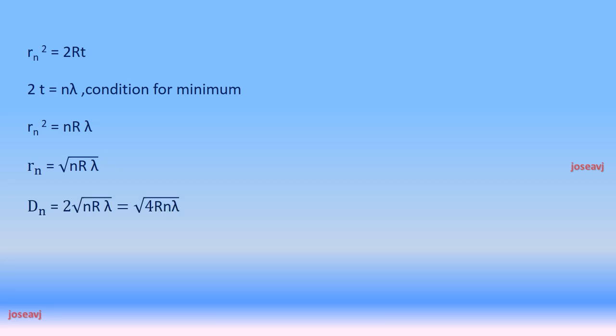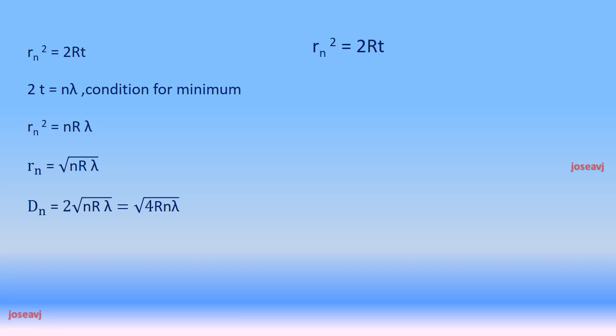Replacing 2t by the minima condition, 2t = nλ, we can write Rn² = nRλ, or Rn = √(nRλ). Diameter is twice the radius. So we can write the expression for the diameter of the nth dark ring as Dn = √(4Rnλ).